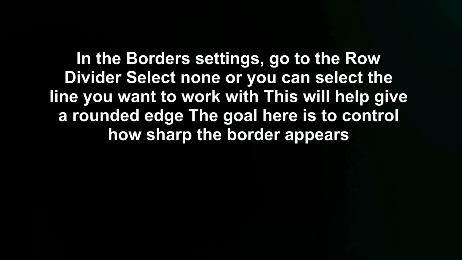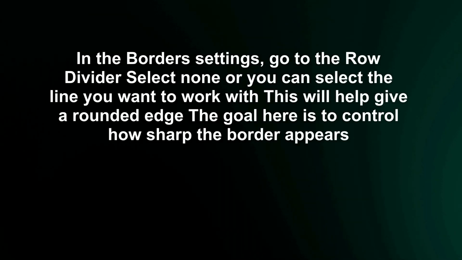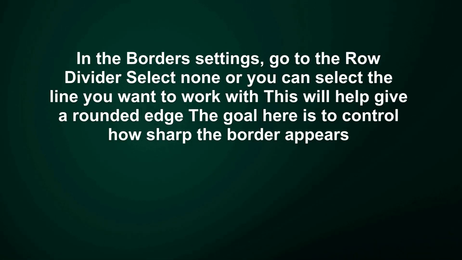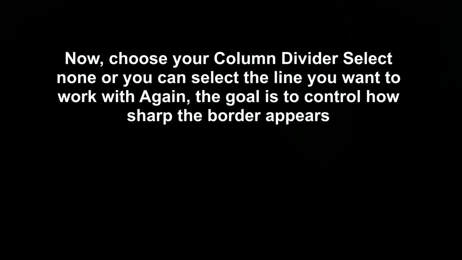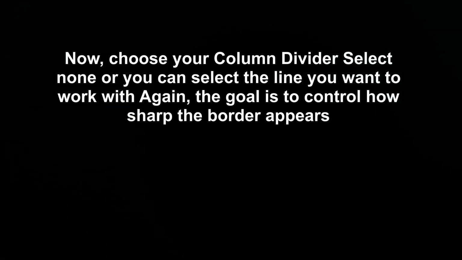In the Border settings, go to the row divider, select None, or you can select the line you want to work with. This will help give a rounded edge. The goal here is to control how sharp the border appears. Now choose your column divider, select None, or you can select the line you want to work with. Again, the goal is to control how sharp the border appears.